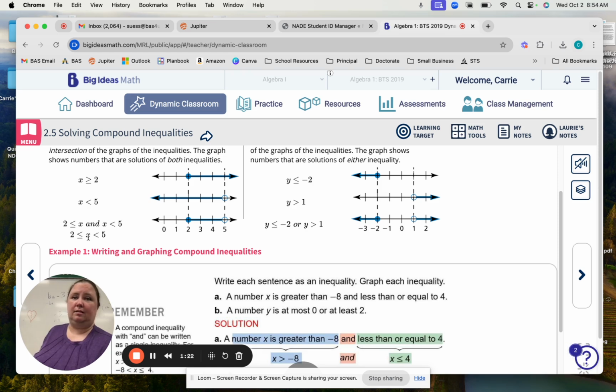When you're writing the whole thing, if the x fits in between these two signs, you don't have to actually write the "and" sign. You see how they have 2 less than or equal to x, which is also less than 5? If you have them going opposite directions, the two different formulas going opposite, you use the word "or." So y is less than or equal to negative 2, or y is greater than 1.